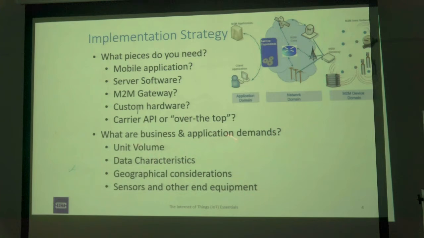Then what are the business and application demands? What is the expected unit volume? Are you selling millions, or hundreds, or thousands, or tens of millions? You have to estimate that. What are the data characteristics? For example, if you have a device that captures streaming video, what kind of bandwidth are you going to need? High bandwidth. That means more money. If you have a device that's collecting temperature, how much bandwidth do you need? Very low.